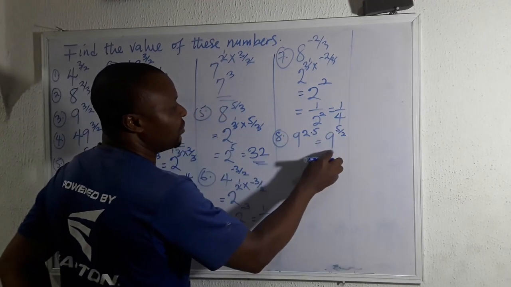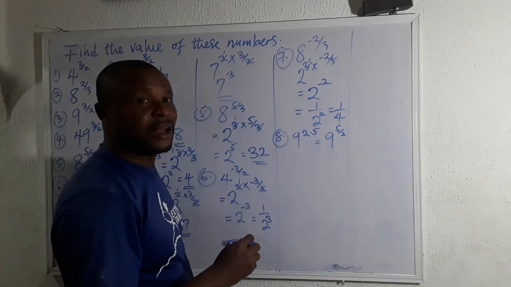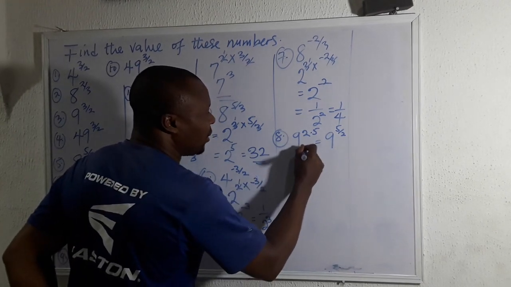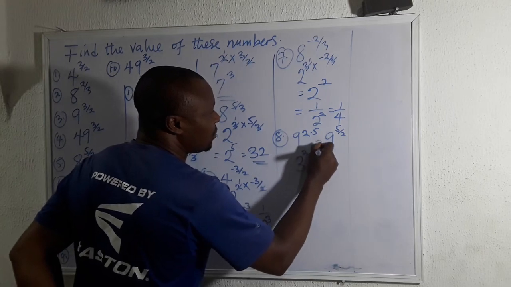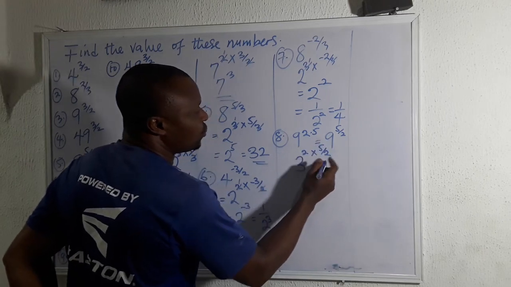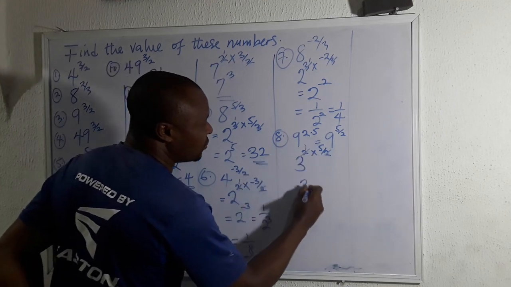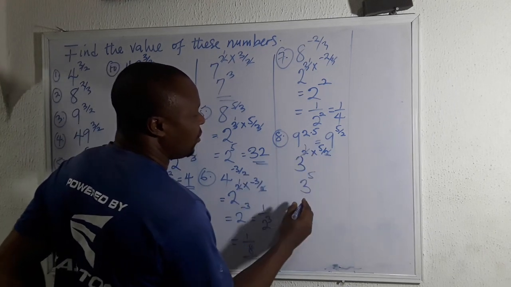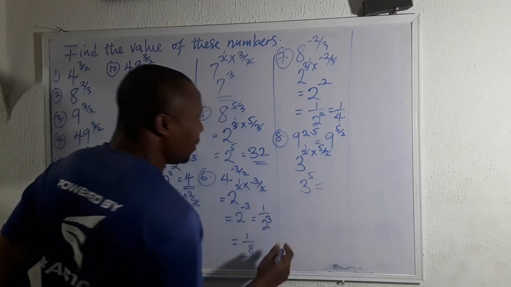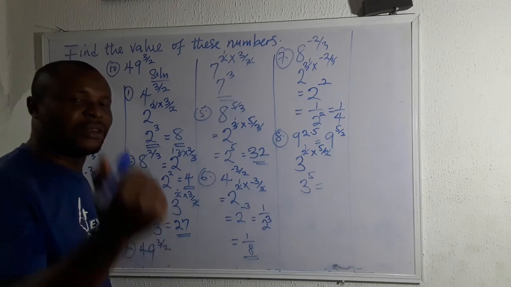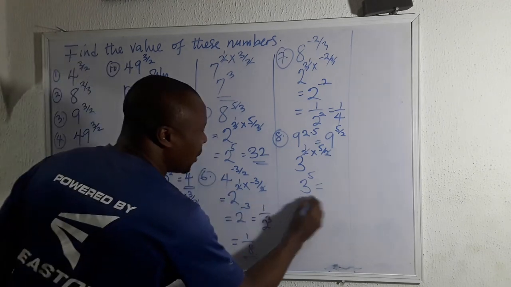So now we can re-express 9 as 3 raised to the power 2. That is 3 times 3, 9. So this will be 3 raised to the power 2 times 5 over 2. So now these 2 can cancel these 2, which is 1. 1 times 5 will give us 3 raised to the power 5. Of course, 3 raised to 5 is 3 times 3 times 3 times 3 times 3, which is 5 places. And that is that.